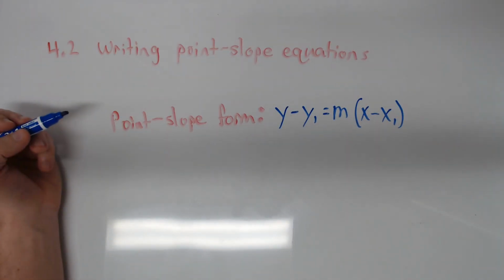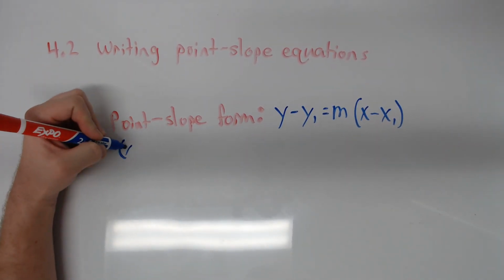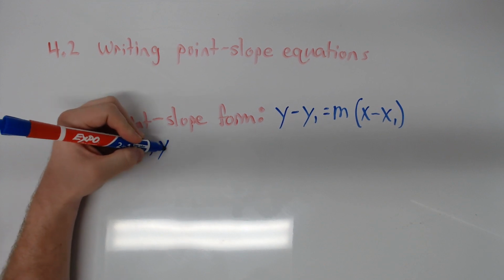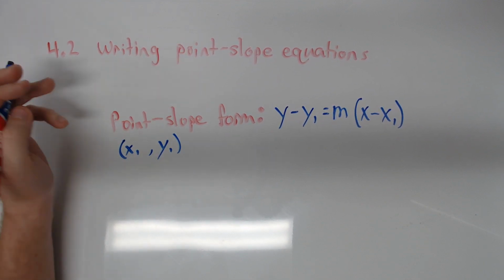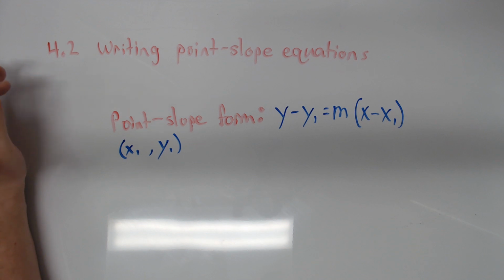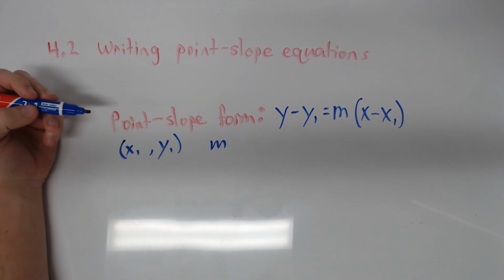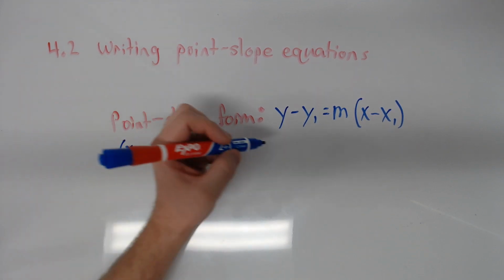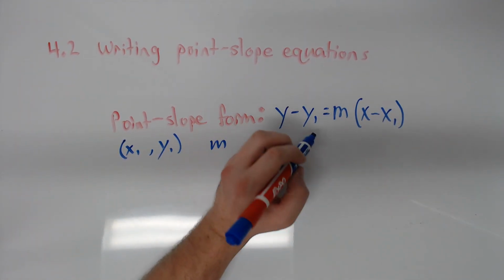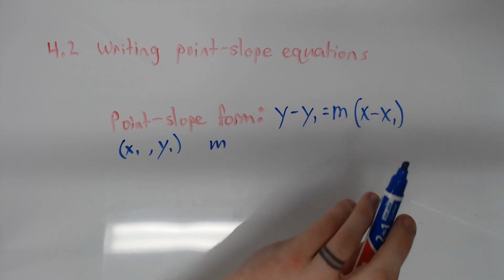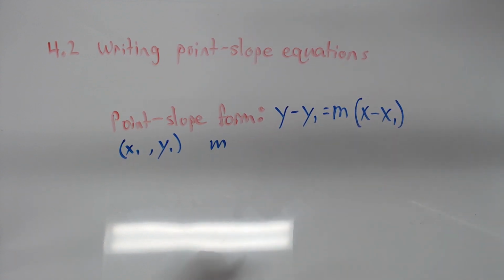Now, where does the point come in? Well, that little one subscript means basically a point we choose. M is still the slope, but x1 and y1 are parts of a point. You don't fill in the y and the x, you just fill in the y1, the m, and the x1. So then we have a full equation.